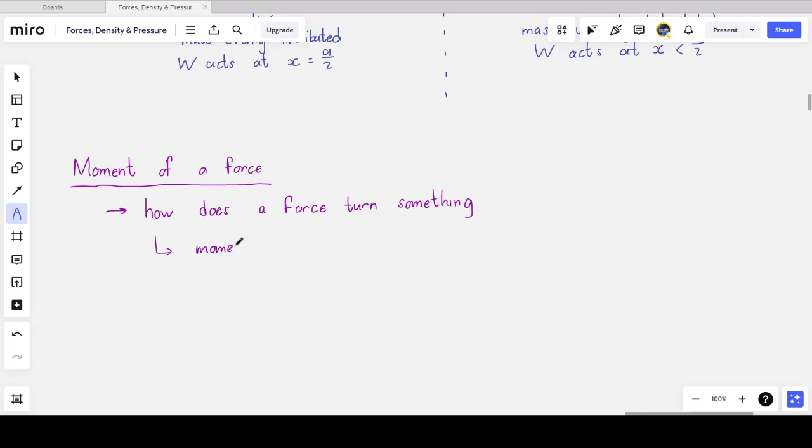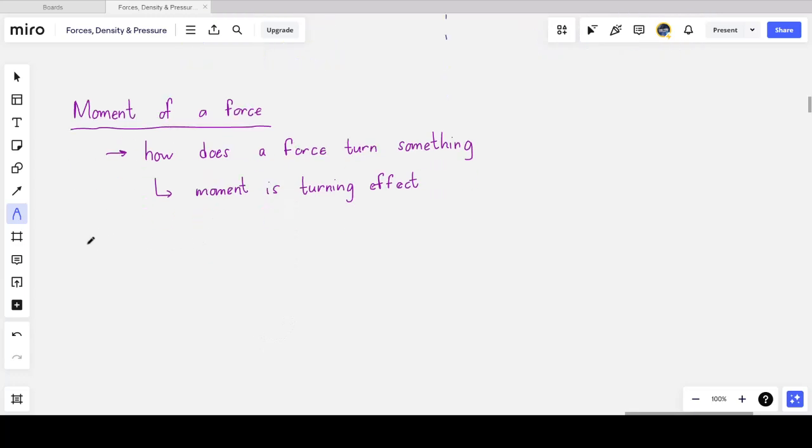And the moment of a force is a physical quantity, and it's the quantity that gives us the turning effect of the force. So the turning effect of the force is called a moment, also known as a torque. We use it slightly differently in A-level physics, but the moment of a force and the torque is essentially the same thing.